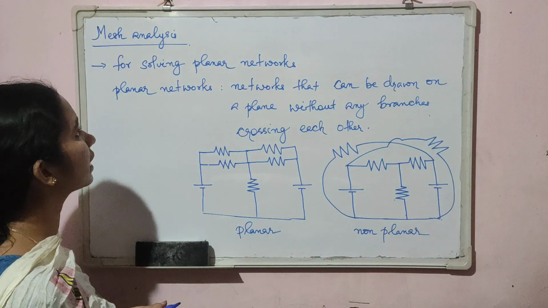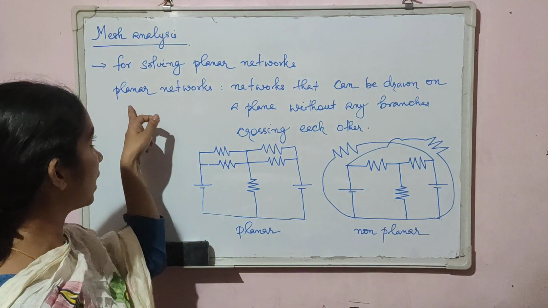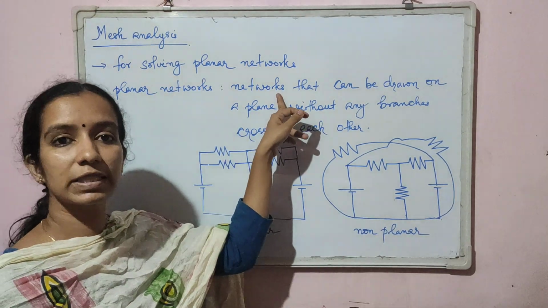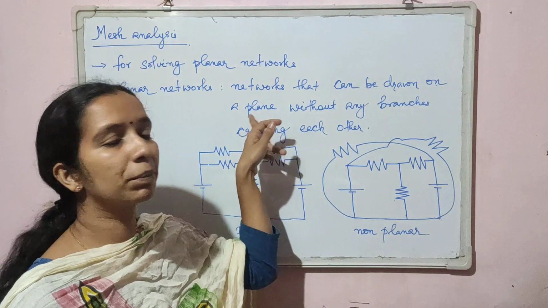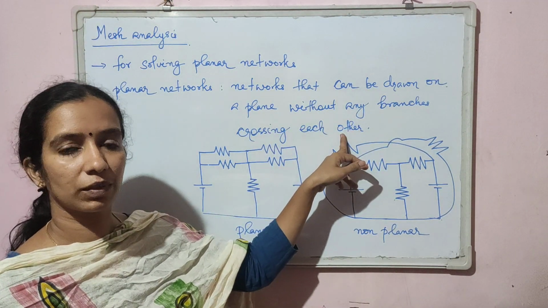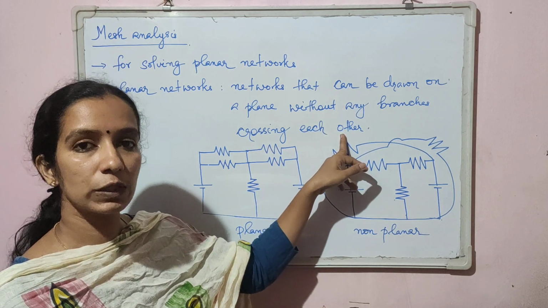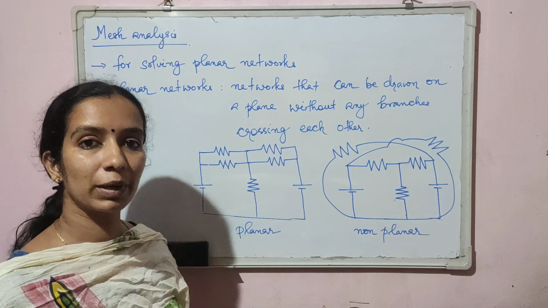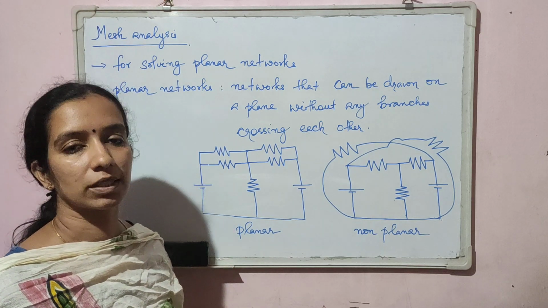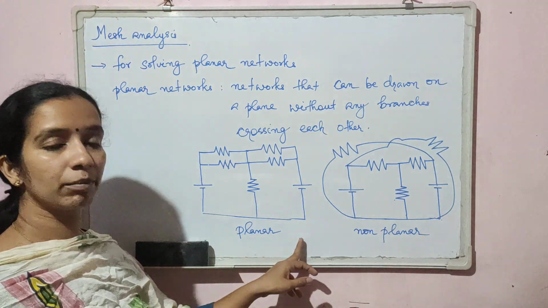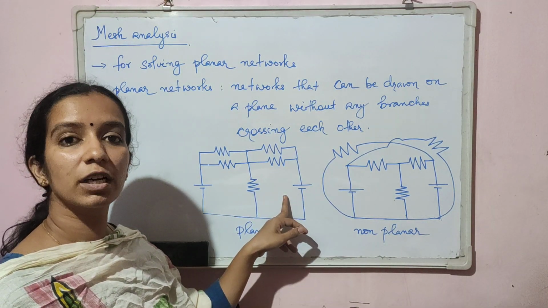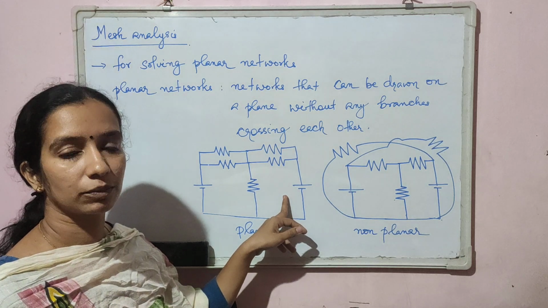So what are planar networks? Planar networks, as the name indicates, are networks which can be drawn on a plane without any branches crossing each other. So planar networks are those networks which can be drawn on a plane or on a paper without any branches crossing each other. This is an example of a planar network. Here there are a number of branches, but none of the branches cross each other.